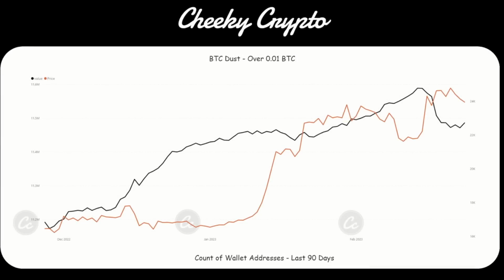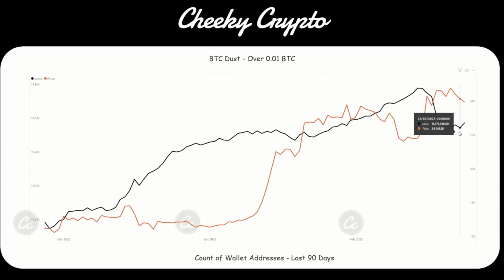Here we can see that we have the 0.01 BTC wallets. These are basically Bitcoin dust wallets, and they were getting shaken out pretty heavily. So these are probably the most vulnerable retail investors. And we can see up here, there was a peak of 11,588,959 wallets that had over 0.01 BTC in them.